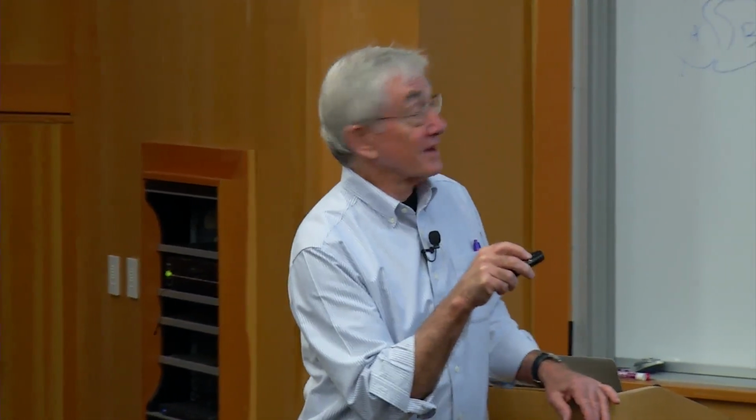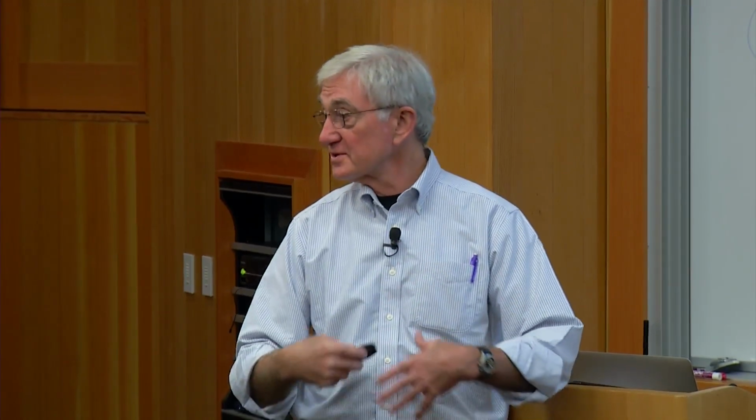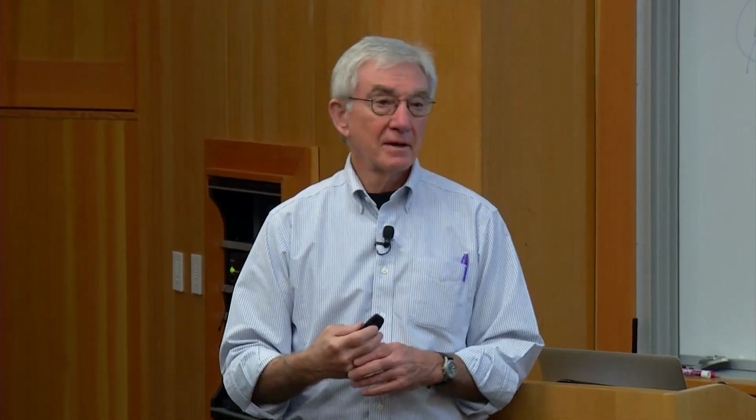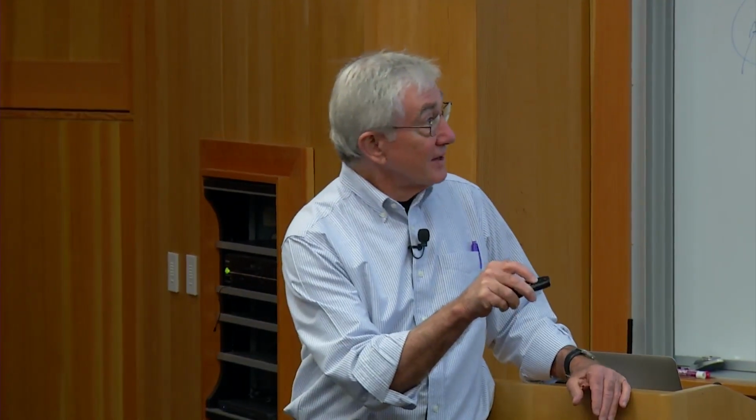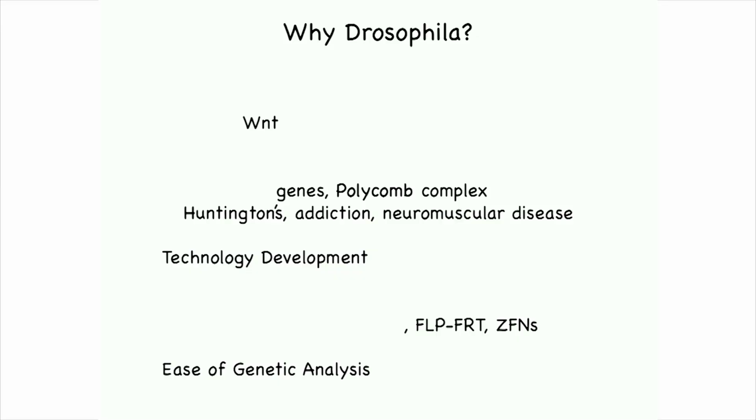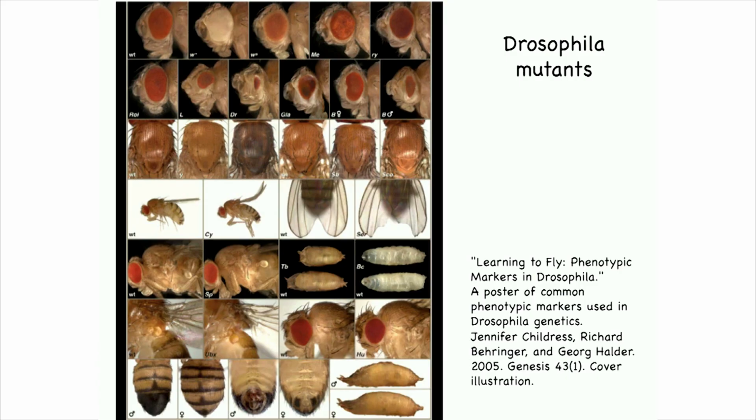There's also been quite a bit of technology development in Drosophila using transposons and recombinases and the FLP-FRT system. These things have been used in Drosophila, and the fruit fly is actually the first organism in which the zinc finger nucleases were ever used, even before they were used in cultured mammalian cells. And one of the reasons for all of these nice things happening so comfortably in Drosophila is that genetic analysis is very easy. And this is a poster that we have hanging in my lab, probably hanging in a lot of Drosophila labs.